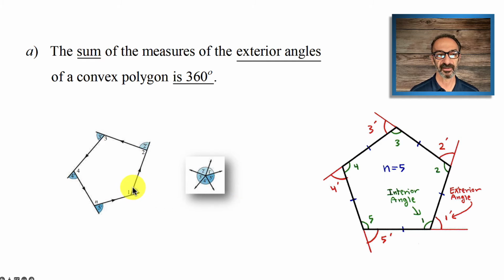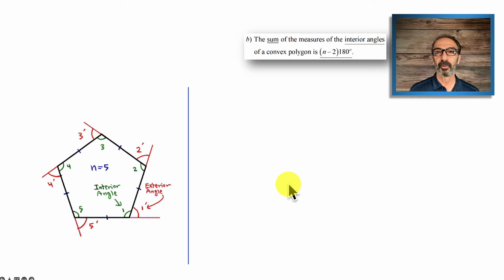Pretty much you could see that this is aligned with this, and this is aligned with 2 prime, and so on and so on. So they kind of go around and around and complete a 360 degrees. For part B, here's the proof. Then we're going to use it, and we're going to believe in it and use it with common sense. The sum of the measures of the interior angles of a convex polygon is n minus 2 multiplied by 180. Let's see how that is.